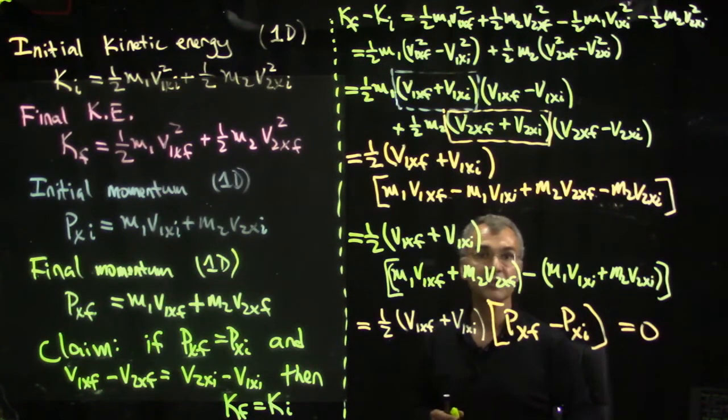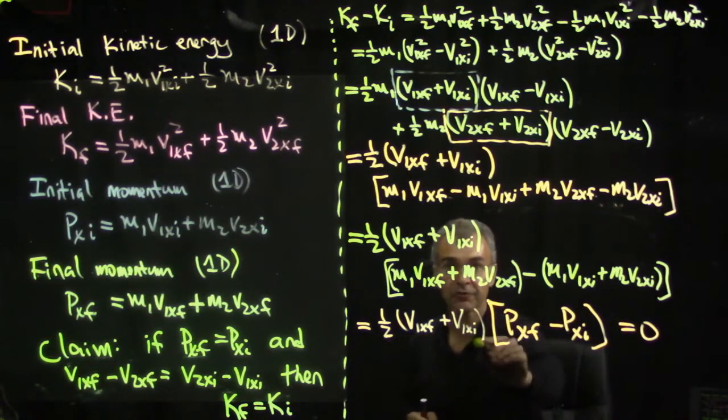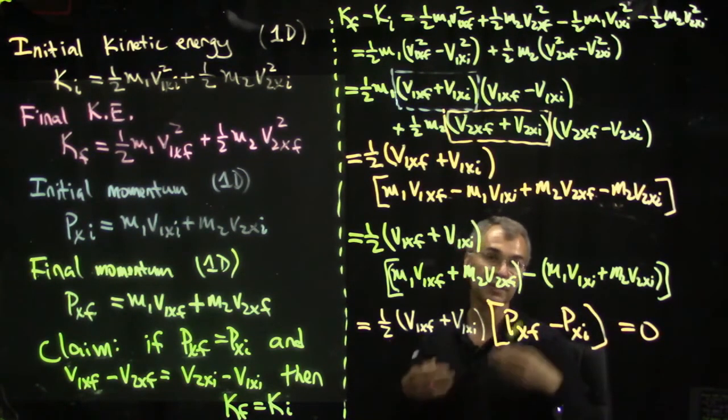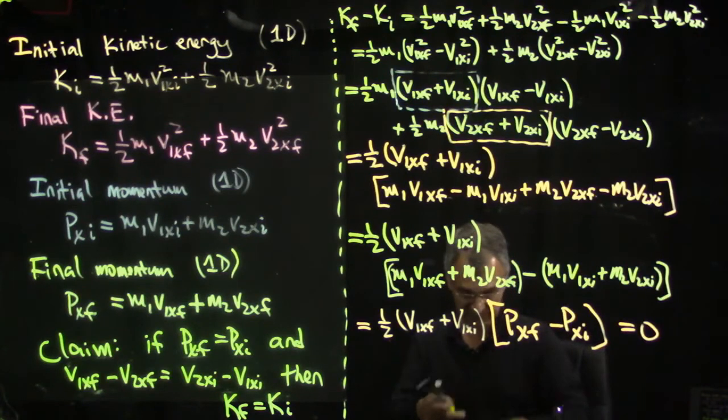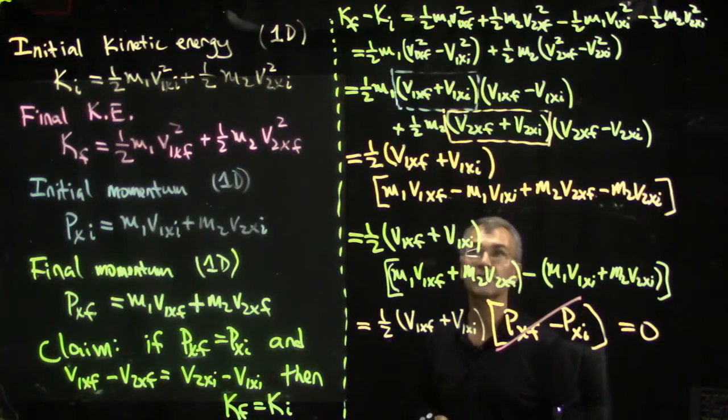So for the difference between the final kinetic energy and the initial kinetic energy, we get some factor out front, and then times the difference between the final momentum and the initial momentum. And if the system is isolated, then the difference between the final momentum and the initial momentum will be 0. So then the difference between the final kinetic energy and the initial kinetic energy is 0.